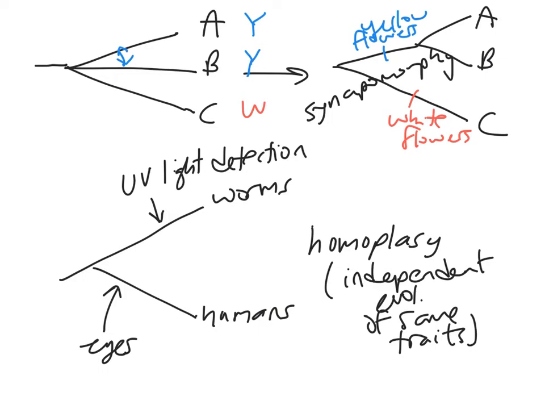Yeah. That confuses me. What's the difference between homoplasy and convergent evolution? They're the same. Yeah, homoplasy is convergent or parallel evolution, the independent evolution of two traits in two separate branches of the tree of life.